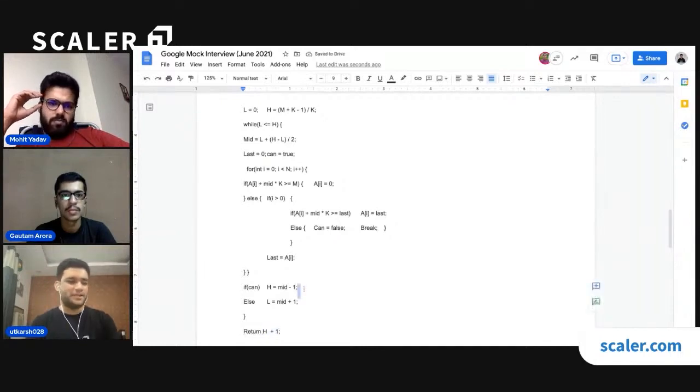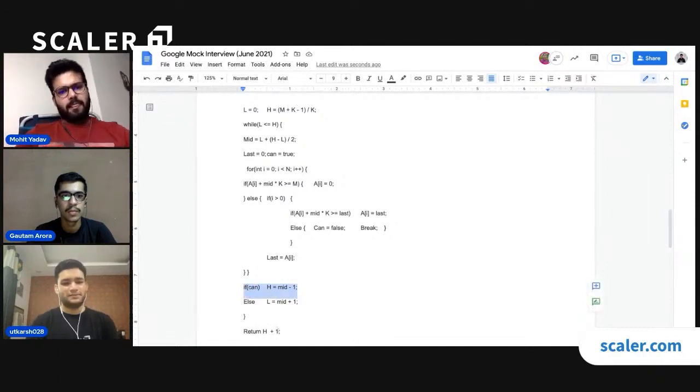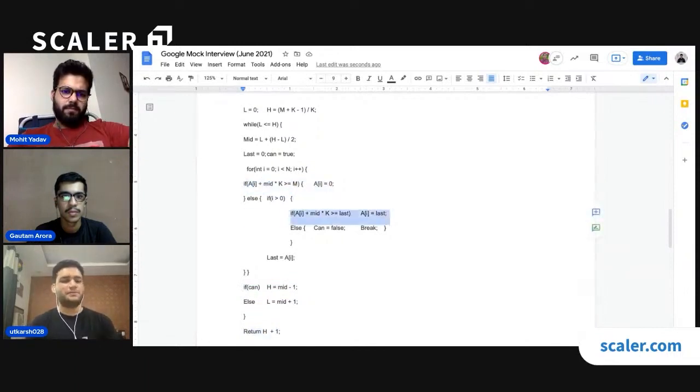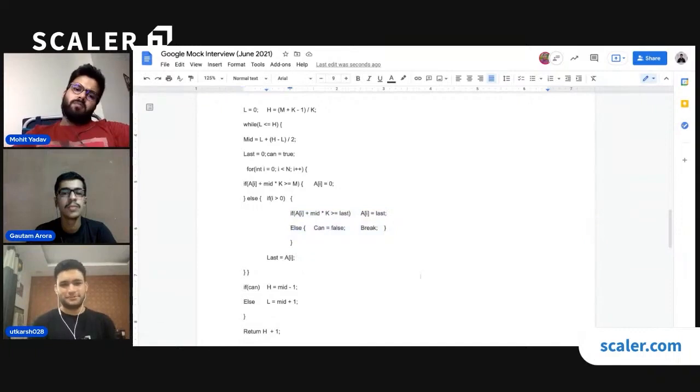We can even have a variable answer which will store the answer equal to mid every time we hit a can. Then answer will also remain the same. But the main idea was this particular part. If we are able to make it, we'll make it 0. If we are not able to make it, we'll check, can we make it equal to the previous element? If yes, we'll make it equal to the previous element. If no, we cannot solve the question with this particular number of operations.